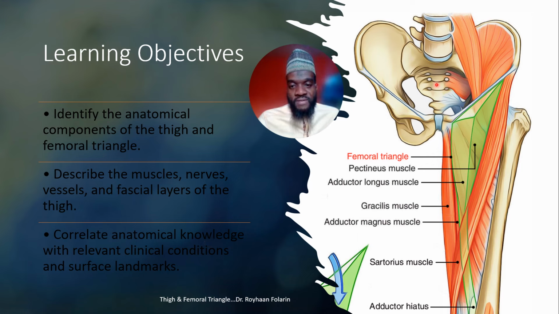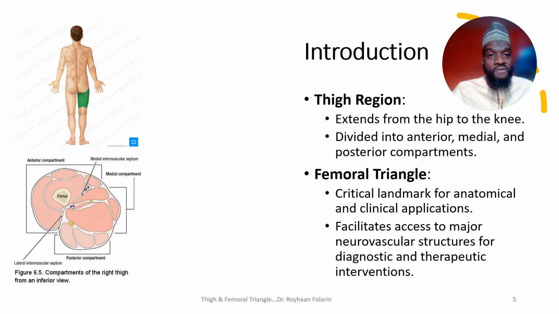So here you have on your right the thigh, particularly emphasizing the femoral triangle, which is the second leg of this lecture. To begin with, the thigh region extends from the hip down to the knee, and is divided into three main compartments, as you can see here. It has an anterior compartment, which is all the way from here down here. So all of here is regarded as the anterior compartment, and you appreciate this in the cross section.